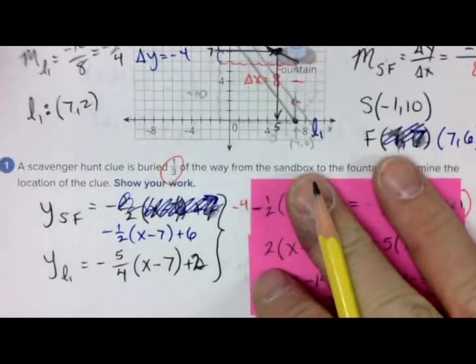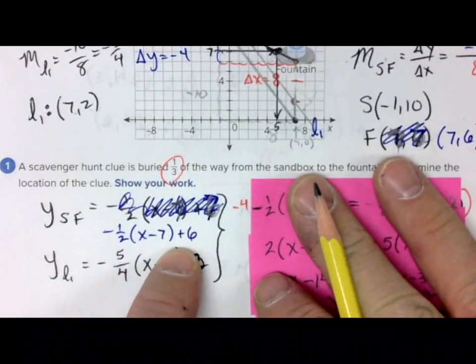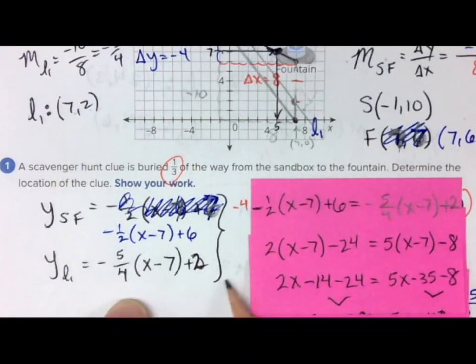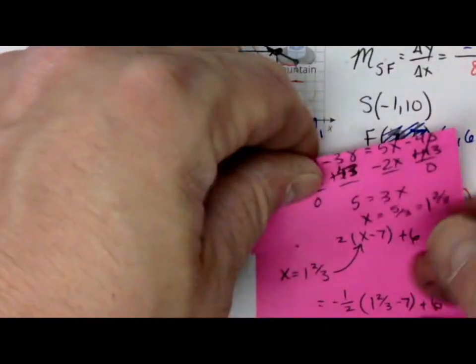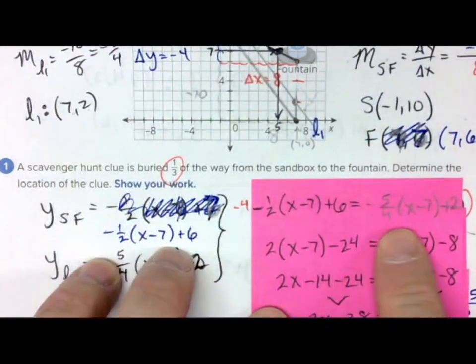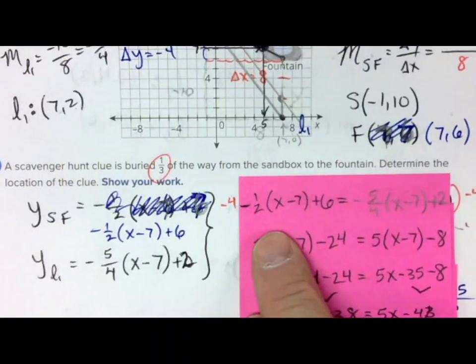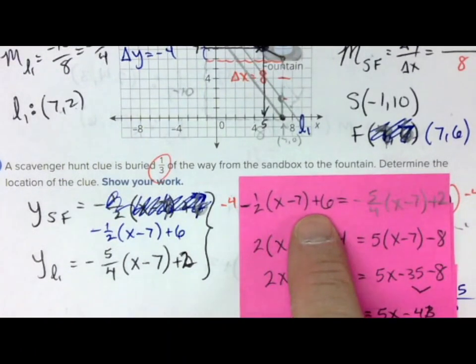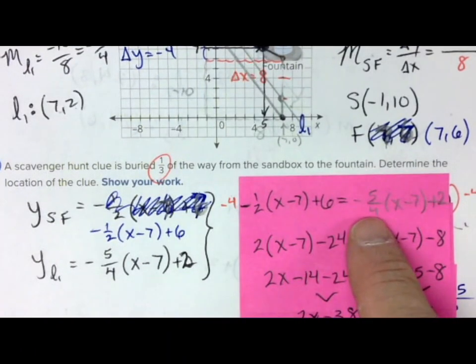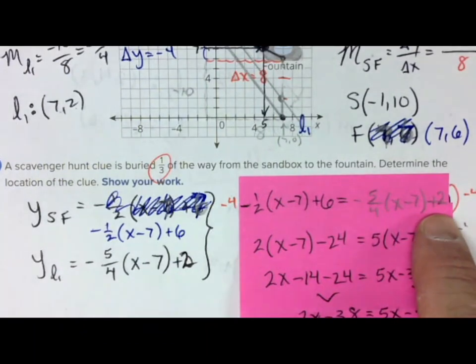In the previous activities, we talked about writing the equations of the lines, and then writing the equations of both lines, and then we're going to set those equations equal to each other. So that's what I have here: I have the sandbox-fountain equation equal to the line that crosses it and cuts it into thirds.